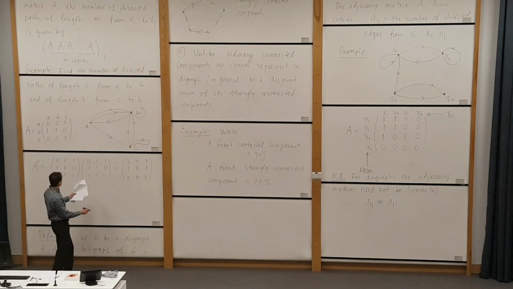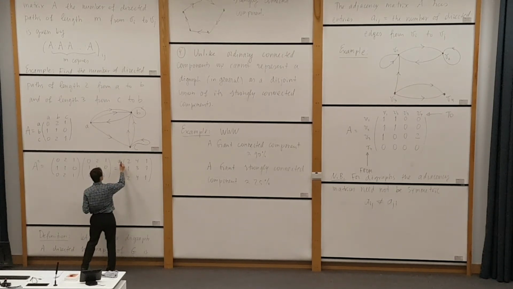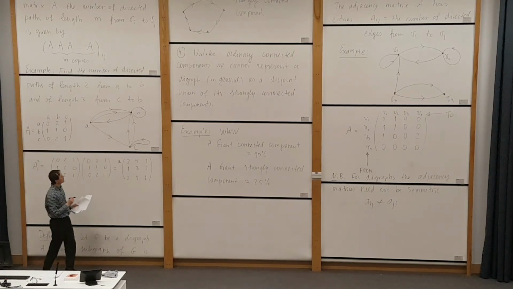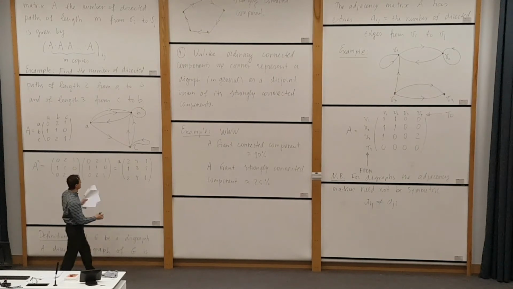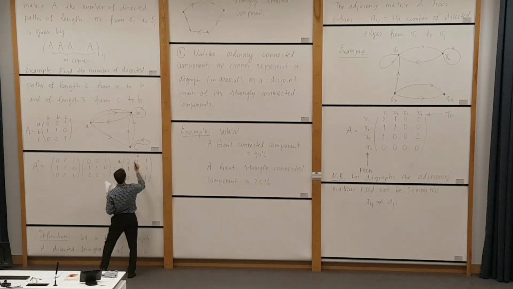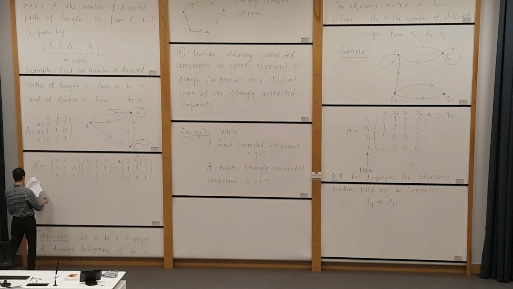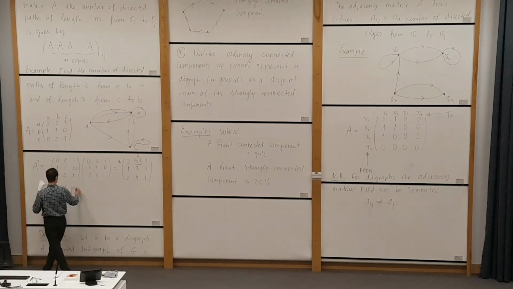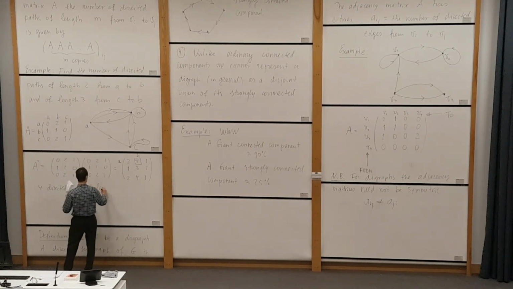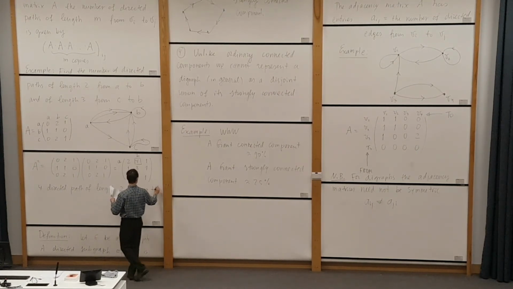So once I did that, I find the relevant entry. It's from A, so that means it's in the first row. Again, the row labels are the labels for the from vertices. And to B, that means it's in the second column. So it's this entry, which is 4. So there are 4 directed paths of length 2 from A to B.